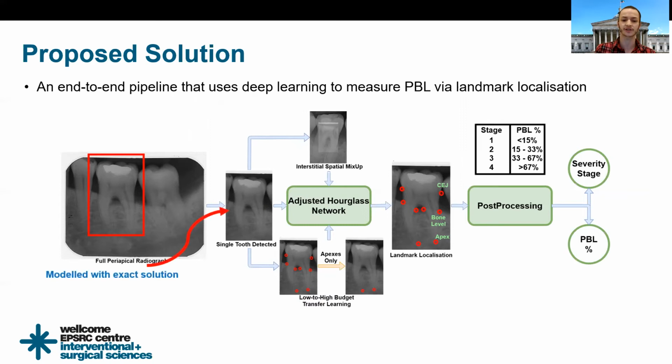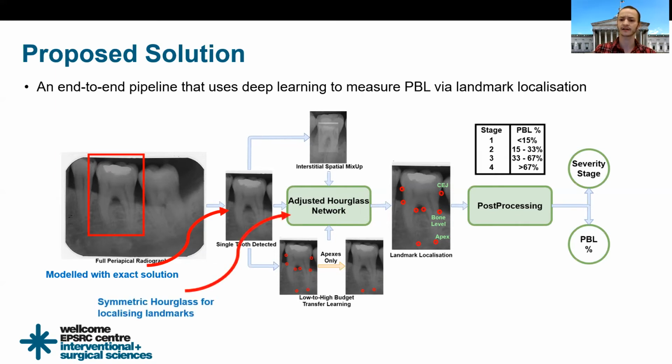The single tooth detection here from the full periapical radiograph, we model with an exact solution. This is a more fruitful area of research, and it's been discussed many times. It's also a less complex problem than the landmark localization, especially seeing as we're not segmenting the actual tooth. And so we've taken that as a given and we've modeled it exactly.